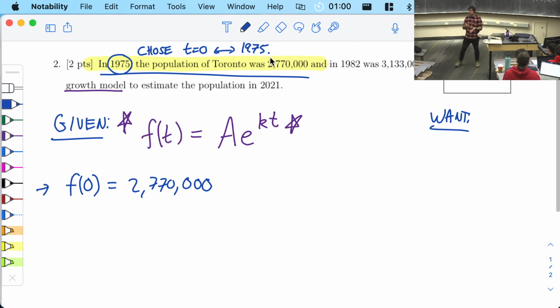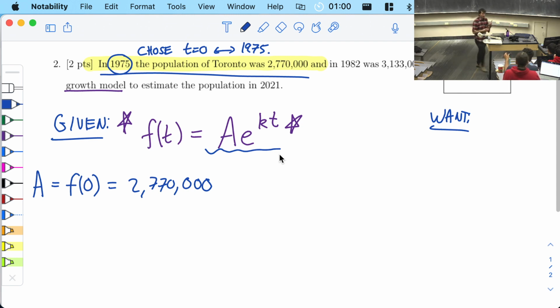When you do these types of problems, it's always nice to make one of the times in the problem t equals 0. And there is a special reason for that, and that is because f of 0 is always equal to the parameter a. F of 0 equals a. So if you've done a few of these examples, you know that a is the value of the function at 0. In this case, they told us the value at 1975, so why don't I make that time 0 and save myself some work? If you do this, we've already found the value of a from the first piece of information.